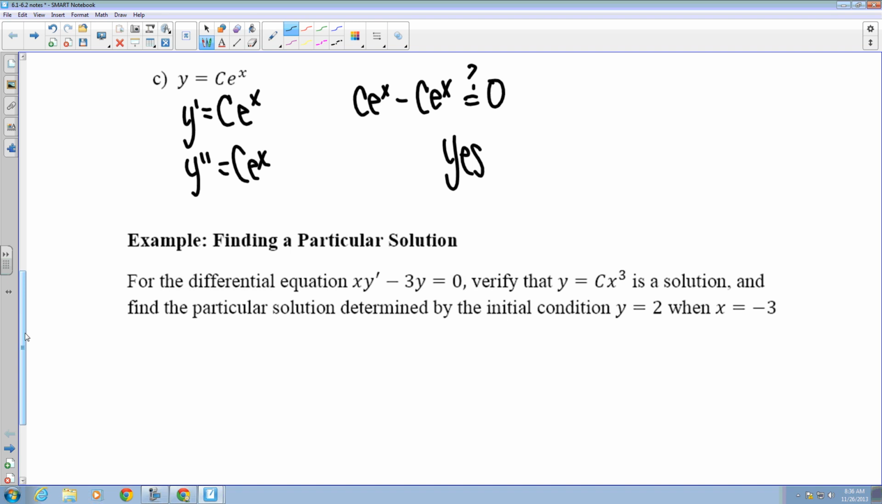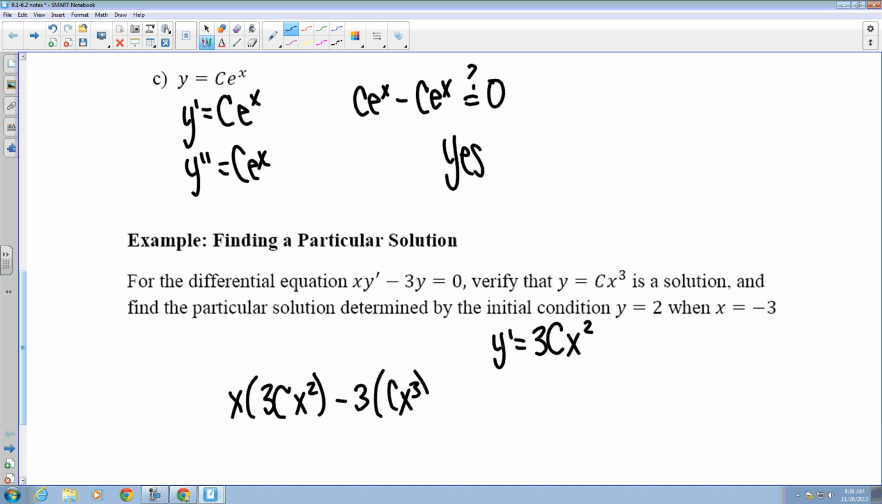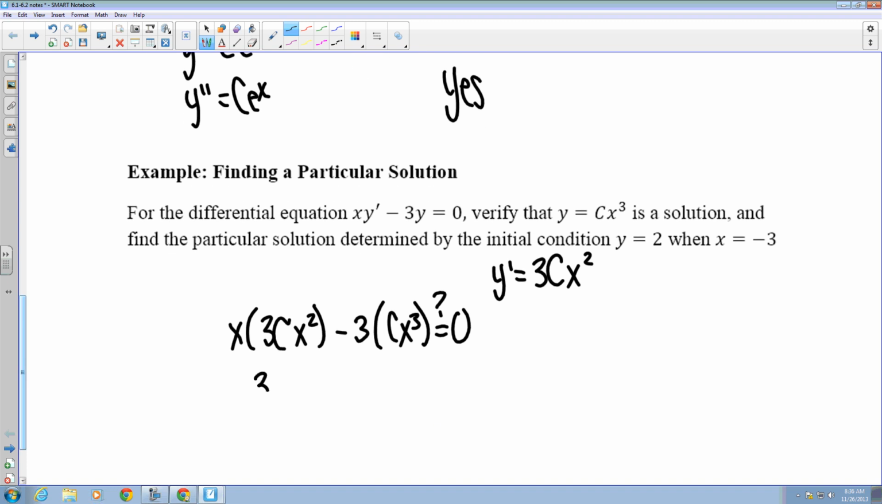So what we're going to do is we need to find y prime if we're going to determine if it's a solution or not. So y prime is 3c x squared. So x times y prime, 3cx squared, minus 3y, where y is cx cubed, checking if that's equal to 0. This is 3cx cubed minus 3cx cubed, which is equal to 0. Yes.